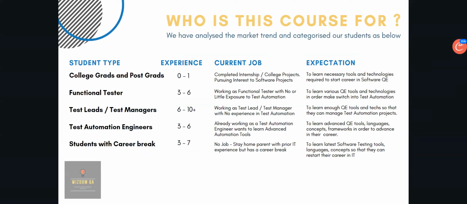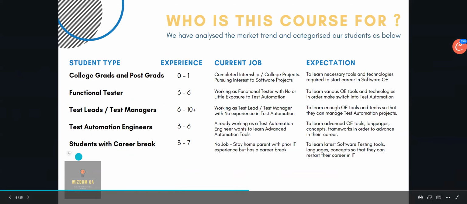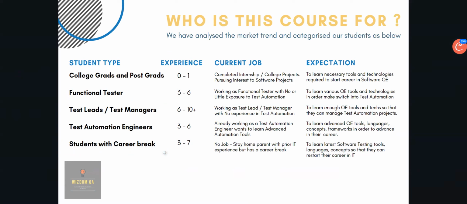Who is this course for? There are 5 different categories of people who come to me, ideally. In this current situation, I see that we have some functional testers already in the house, and we have people who are probably getting started. The last one, they have no experience in software testing. So if you're a functional tester, you're trying to learn various quality engineering tools and technologies in order to make a switch to test automation. That is your goal for this training.